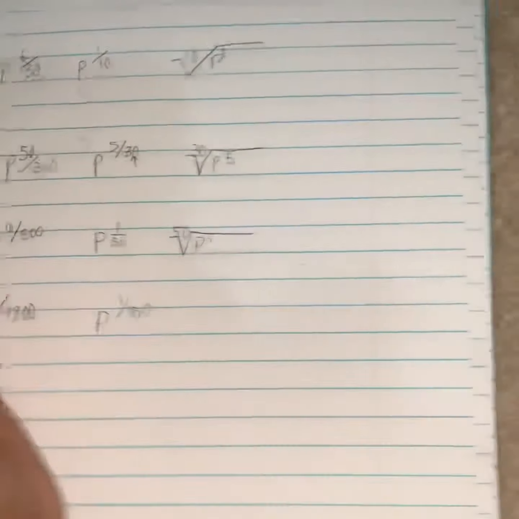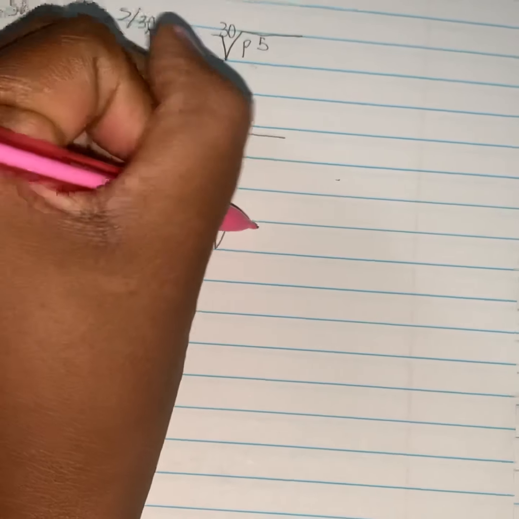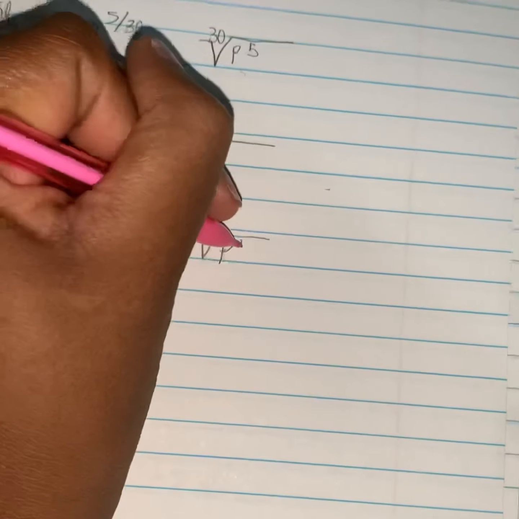And then next, all that is left to do is rationalize it. So the square root of 1 and then our root 150.